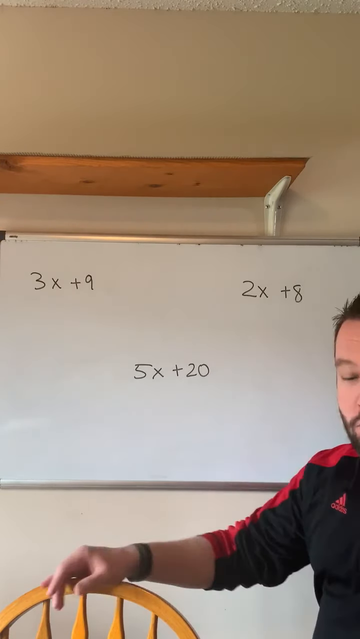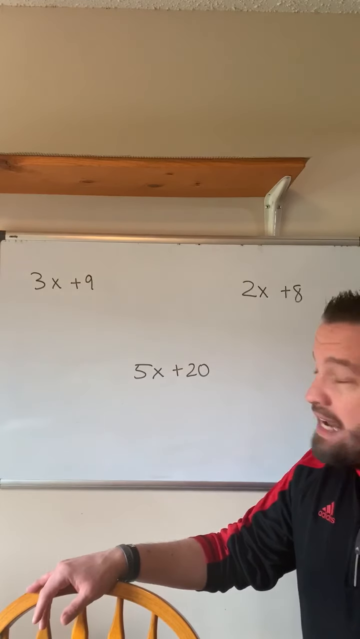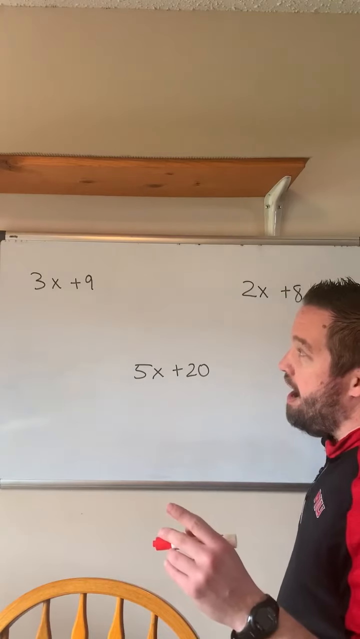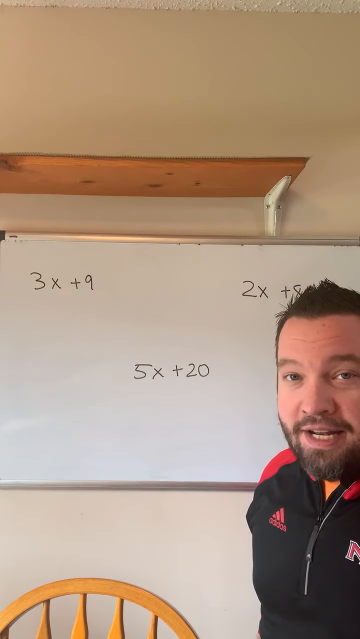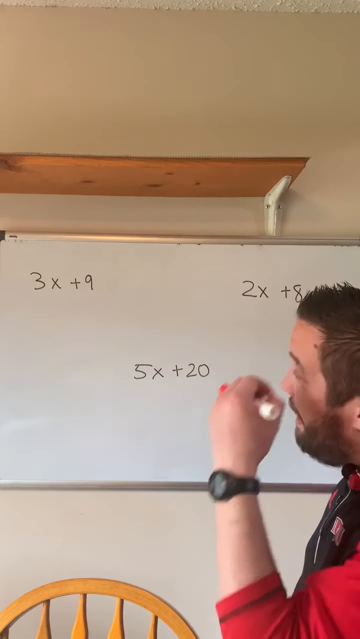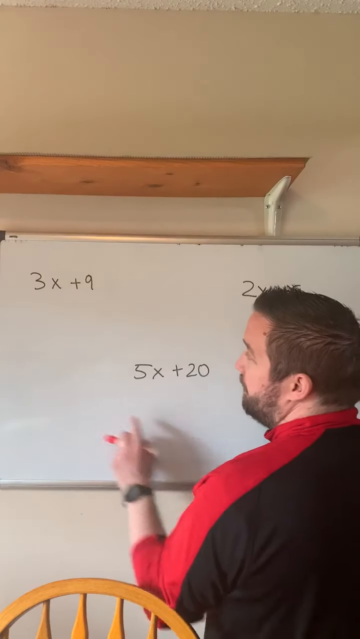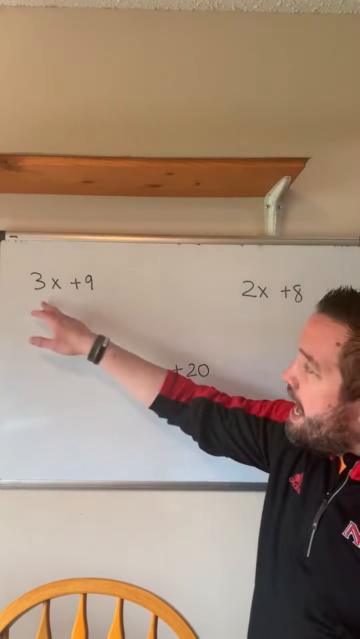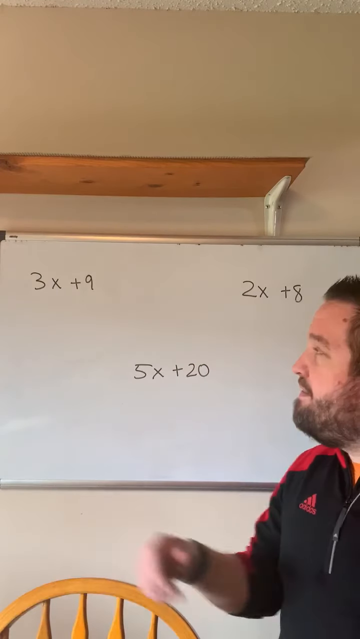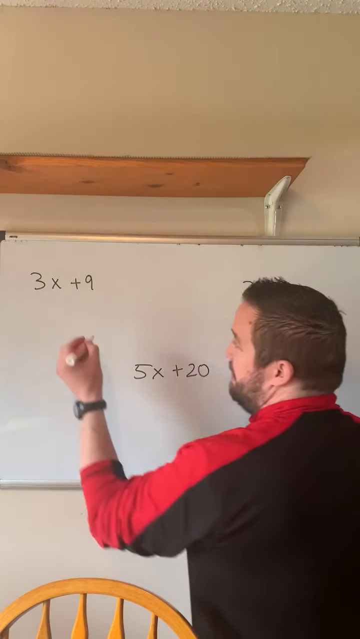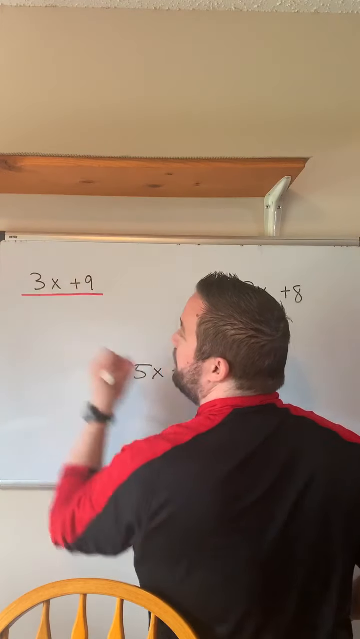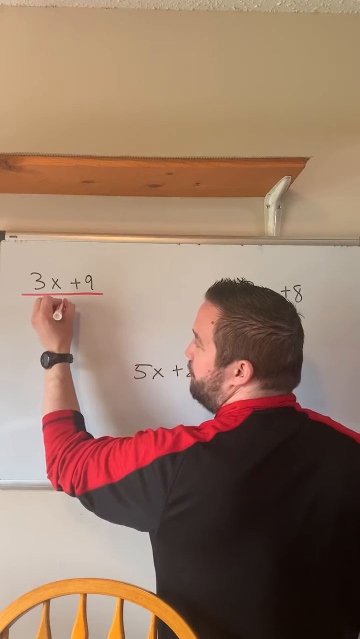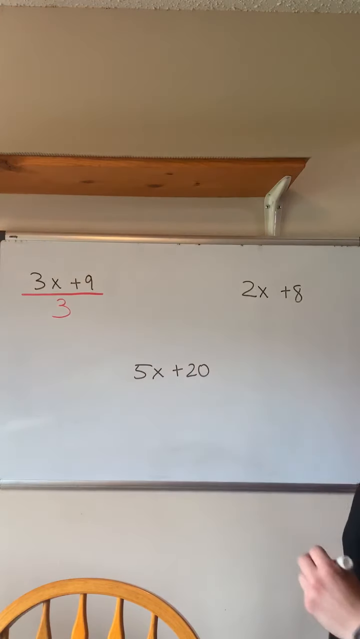So what we're going to do is start off with establishing that our greatest common factor is going to be our first term in our binomial. So here's how this works. If I've got 3x plus 9, I'm going to factor out a greatest common factor, which in this case is going to be a 3. So I'm going to divide out a 3 from both terms, and I express it like this.